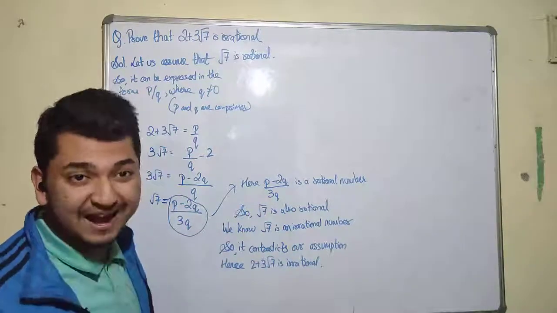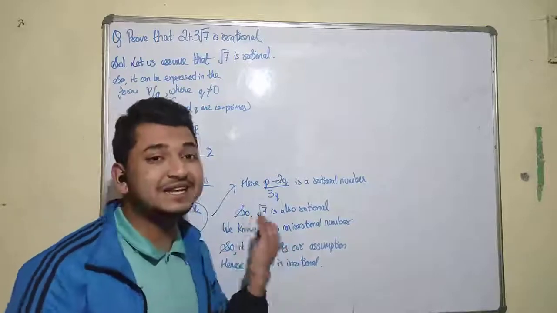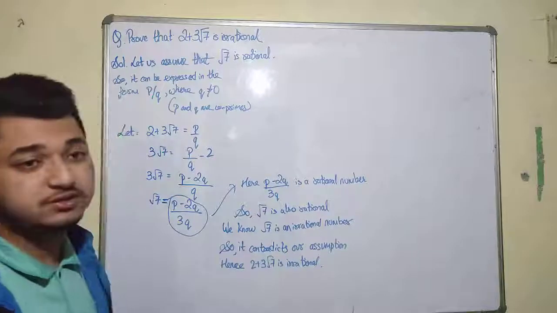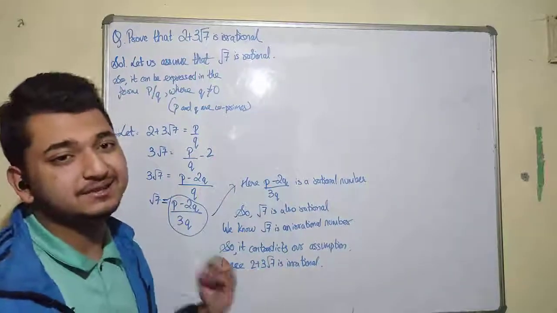But we know the fact that root 7 is an irrational number. So it contradicts our assumption. Hence 2 plus 3 root 7 is irrational.